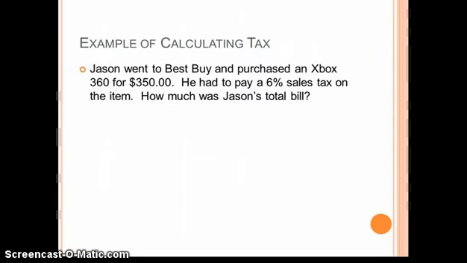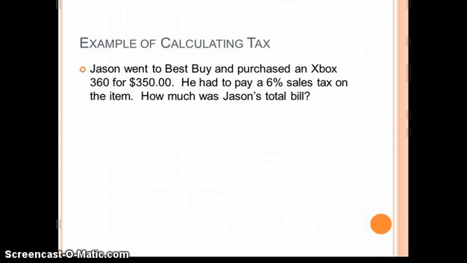And in our last and final example, we're going to calculate tax. Jason went to Best Buy and purchased an Xbox 360 for $350. He had to pay a 6% sales tax on the item. How much was Jason's total bill?